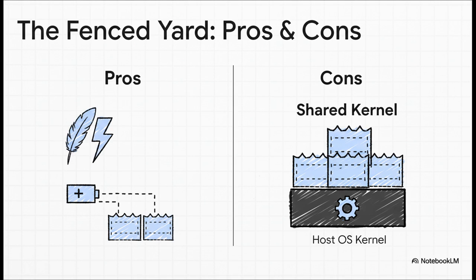Since they're all just sharing, they have to share the very core of the host operating system, what's known as the kernel. And that means you can only run containers that speak the same language as the host. You can't, for example, run a true Linux container directly on a Windows kernel.